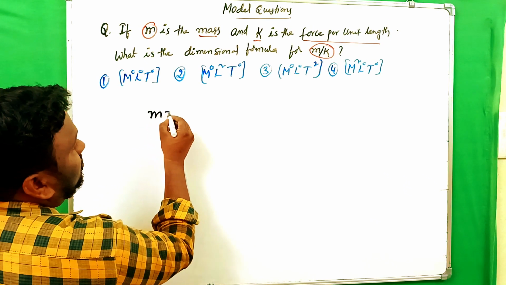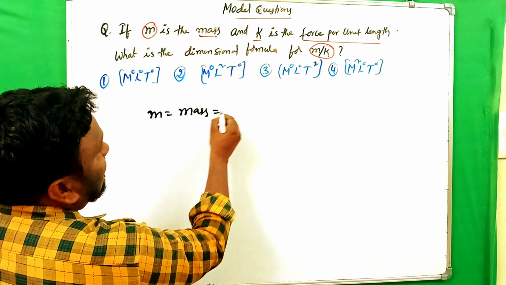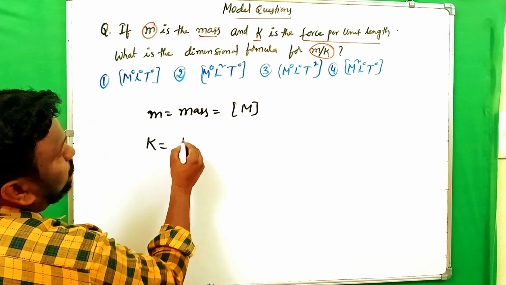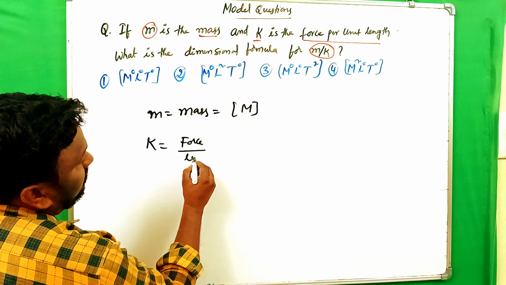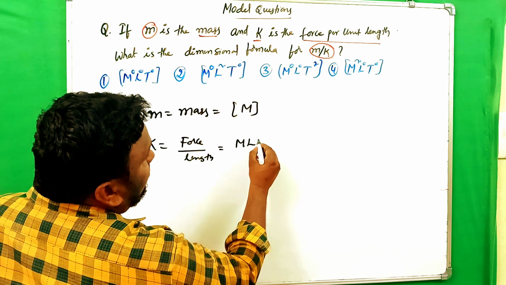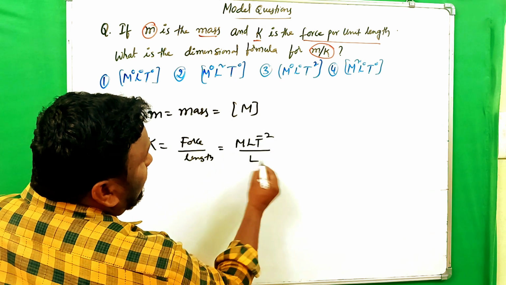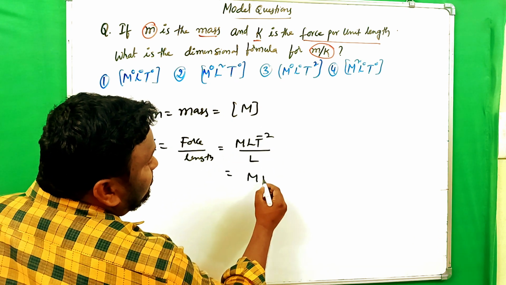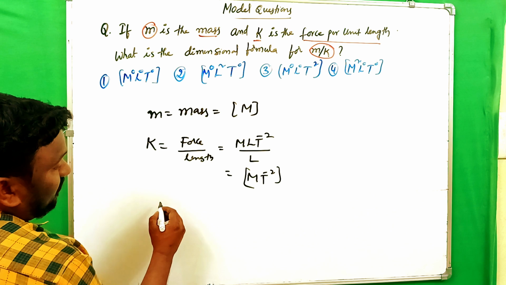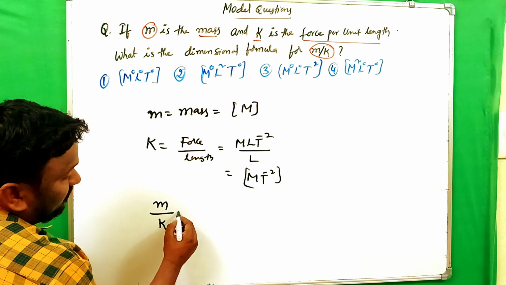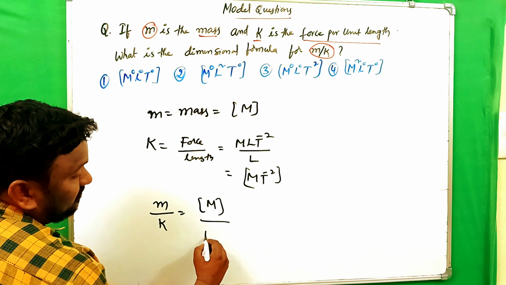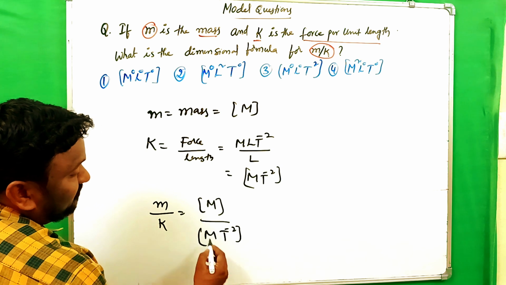So m is what? Mass. Its dimension formula is capital M. And k is equal to force per unit length. So that means M L T inverse 2 by length L. Then what you get here is M T inverse 2. Clear? Now what you have to find out? The dimension formula of M divided by K. M means dimension formula capital M, and K is M T inverse 2.